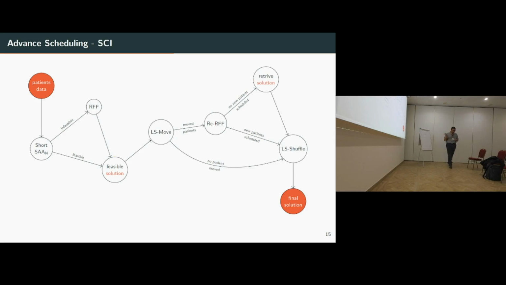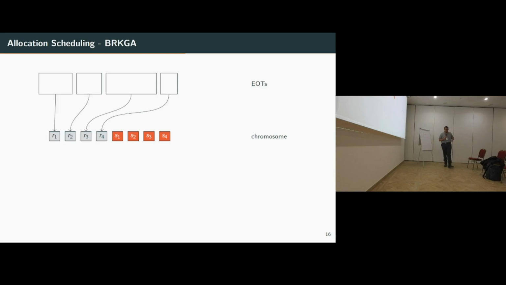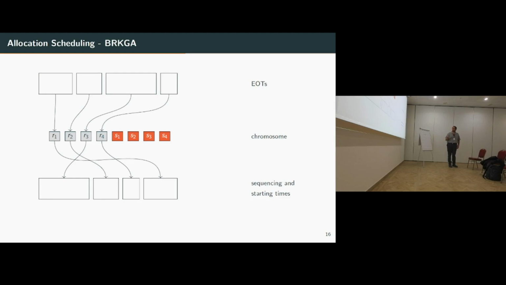For the sequencing scheduling, we use a biased random-key genetic algorithm that has been found in the literature, but we modified it. So you have the expected operation time, you encode it in a chromosome, and then the genetic algorithm gives you the sequencing. We added these genes that give us also the time by setting some slack spaces between the operations, for example, like this. This is the reference for the original genetic algorithm.